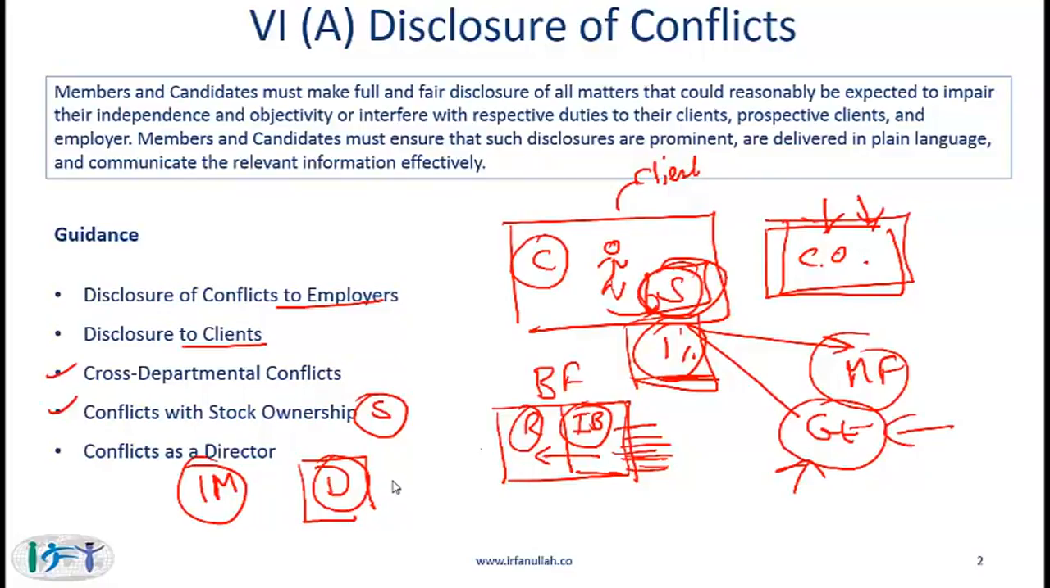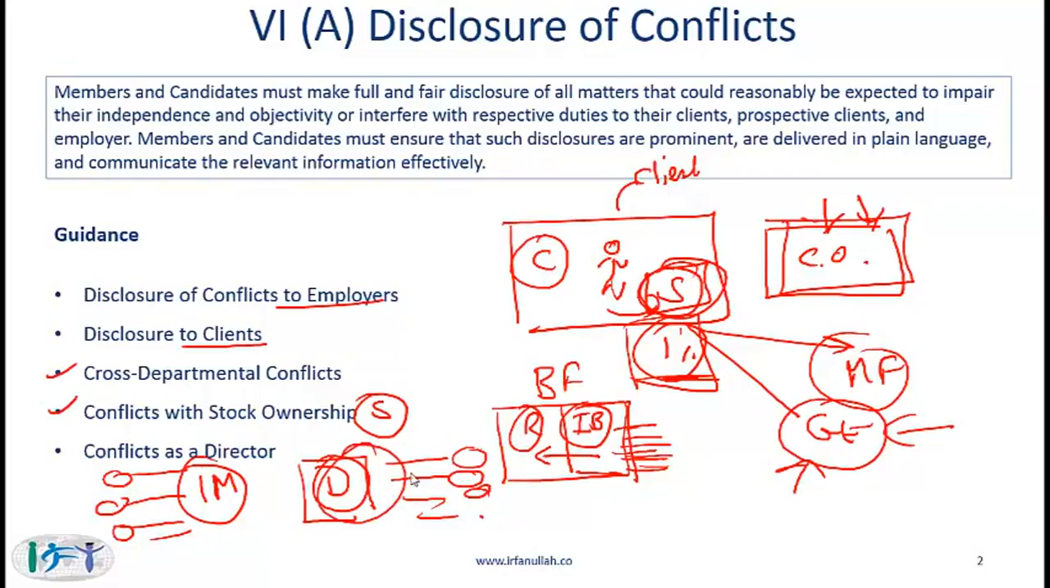Number one, there will be a conflict or a potential conflict between the duties owed to your clients and the duties owed to the shareholders of your company. In other words, as a director, you need to represent the shareholders. As an investment manager, you need to do what is best for your clients, and at times there might be a conflict.